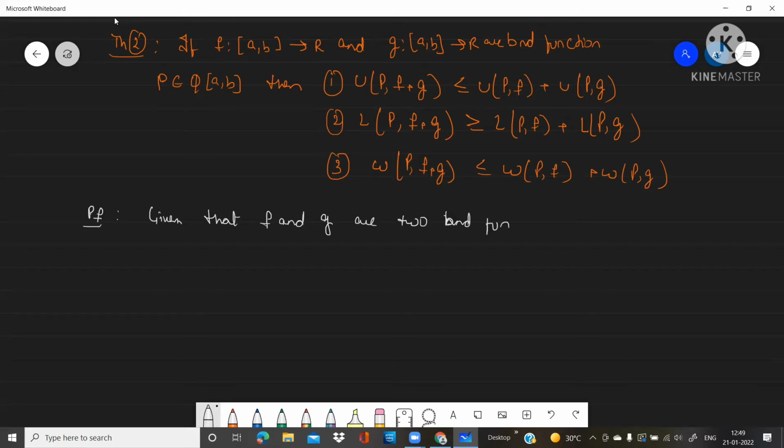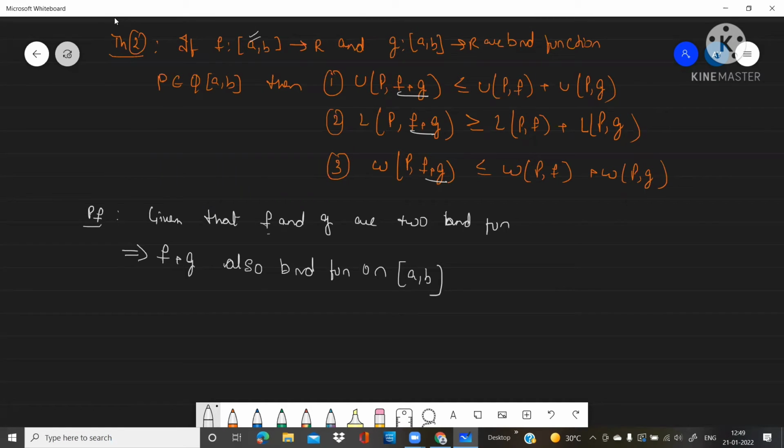Now what is the next step here? All these three bits have f plus g. As f and g both are bounded, what will f plus g be? If f and g are both bounded functions, obviously f plus g also will be a bounded function on the closed interval [a, b].